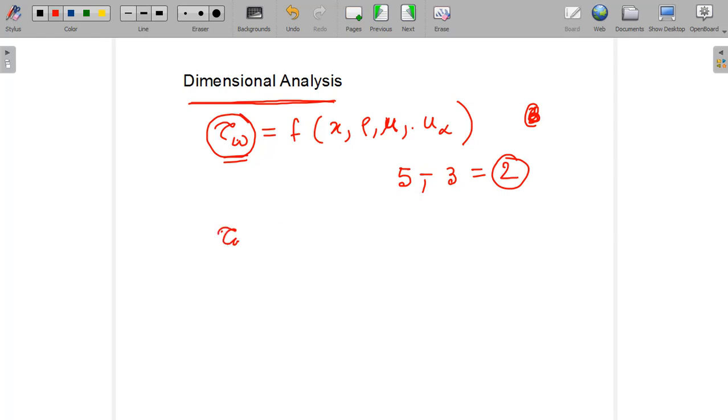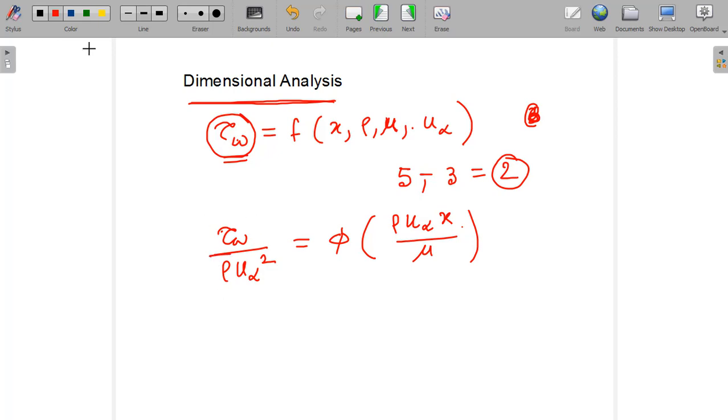If you do, you will find that one of the non-dimensional groups will be tau wall by rho u infinity square, and another dimensionless group will be rho u infinity into x by mu. Okay, and this quantity is tau wall by half rho u infinity square.